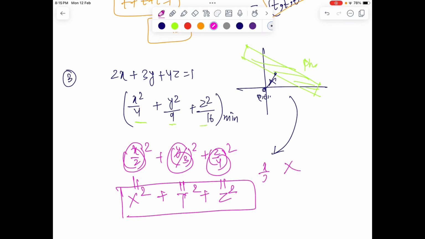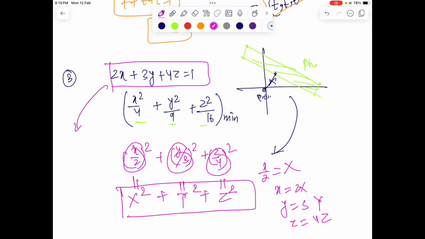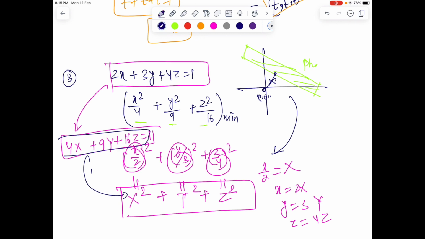So we want to minimize X square plus Y square plus Z square under the restriction of, now what is x? X by 2 equals capital X, so small x is 2 capital X, small y is 3 capital Y, and small z is 4 capital Z. So accordingly, the restriction in the question gets converted to 4X plus 9Y plus 16Z equals 1. So under this restriction, we have to find the minimum value of this.